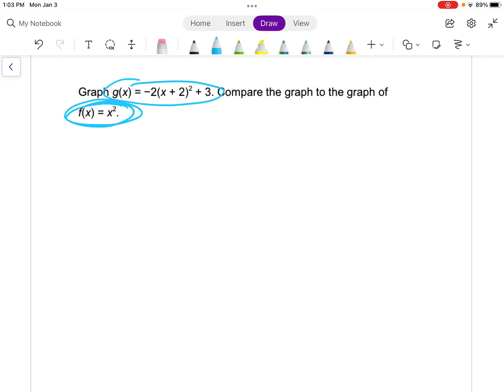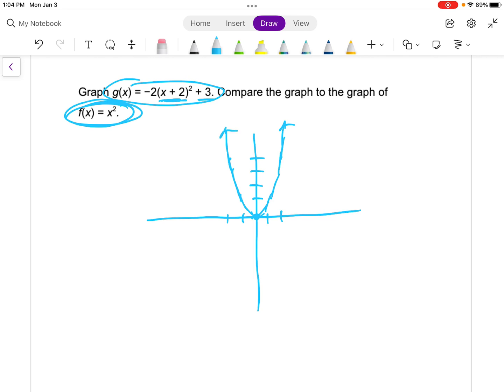Okay, what we should see, right, is the plus 2 on the inside shifts it left 2. The plus 3 shifts it up 3. So here's my original graph, right? Then over 2, up 4. So my original graph looks like this. Now this one, though, we'll do a different color. It's been shifted left 2 and up 3. So now my vertex is right there.